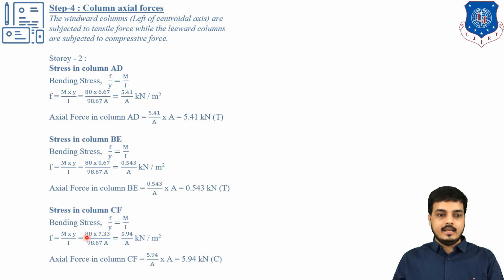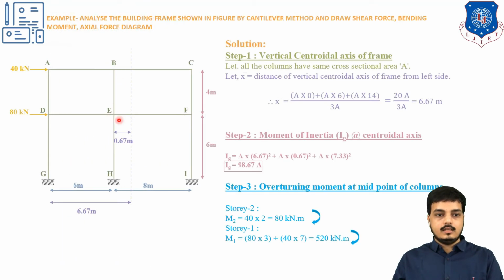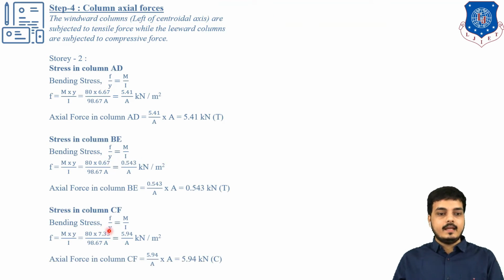My moment will be the same, 80, and my value of I will also remain the same. Just the distance Y changes. This column is 0.67 meter away and this column is 7.33 meter away, so the Y values will be 0.67 and 7.33 respectively. With that we can find each respective stress and, multiplying by area, the force. Note that these two are on the left-hand side of the centroidal axis, so they are in tension, and this CF column is on the right-hand side, so it will be in compression.